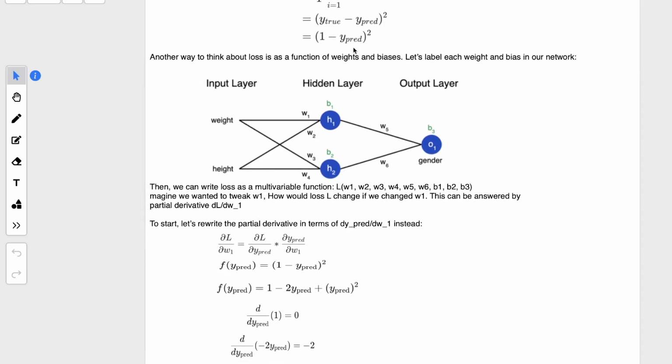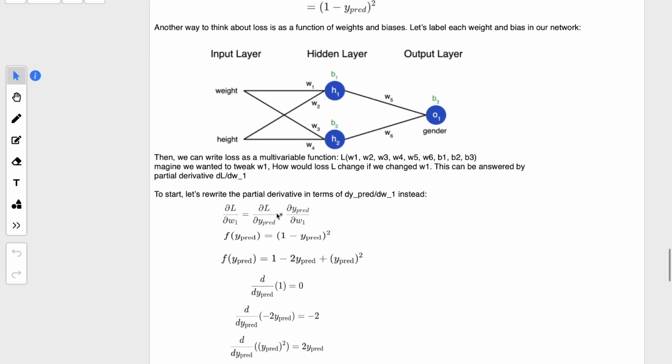Our loss is not directly depending on W1, right? Our loss calculation is directly depending on ypred. Ypred is another variable and it is the output of our neuron, right? So we use the chain rule, which is the chain rule of partial derivatives. So dL by dW1 will be dL by dypred, which means our loss is depending on ypred, and ypred is depending on W1. So dL by dypred into dypred divided by dW1. So this is the chain rule.